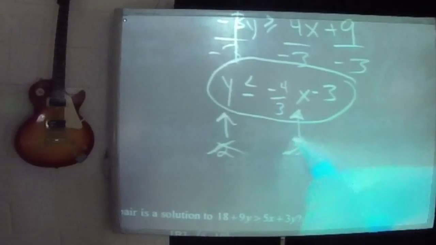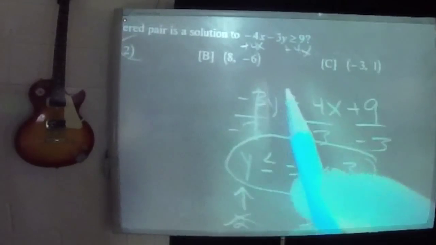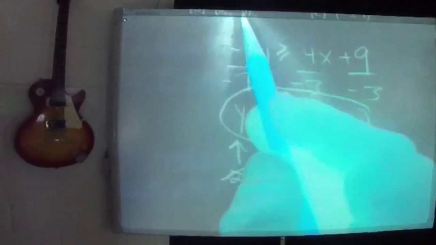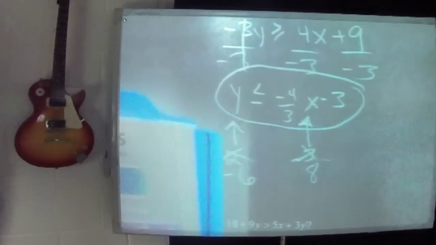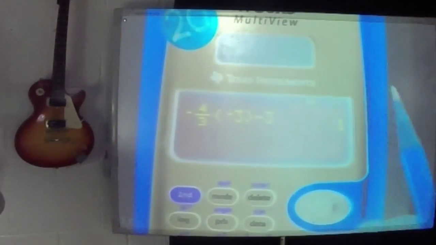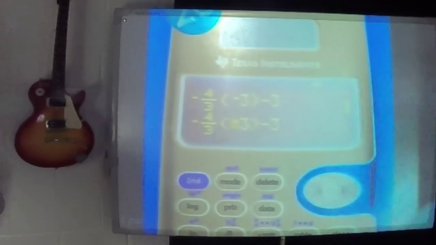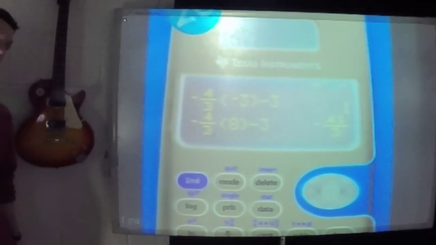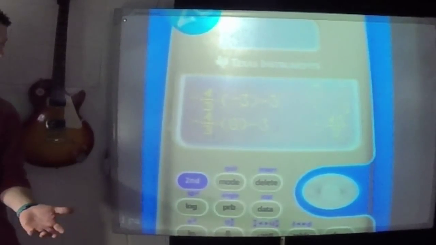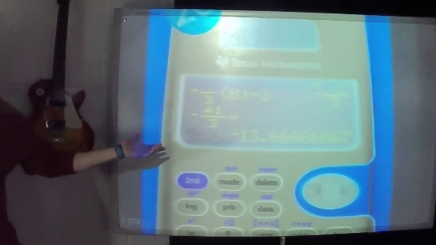No, unfortunately not. So next thing up is the 8, negative 6. This is the x, this is the y. So 8, negative 6. I'm not going to be retyping the whole thing. I'm just going to come up here, edit, change this to positive 8. I've got negative 41/3. If you're confused as to what negative 41/3 is, hit toggle. It's definitely negative 13.6.